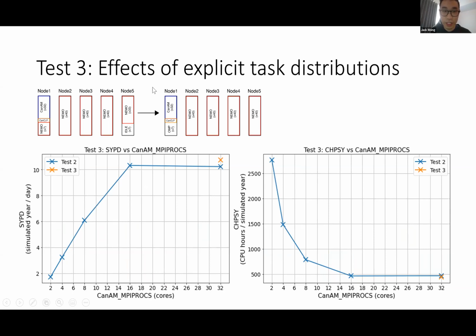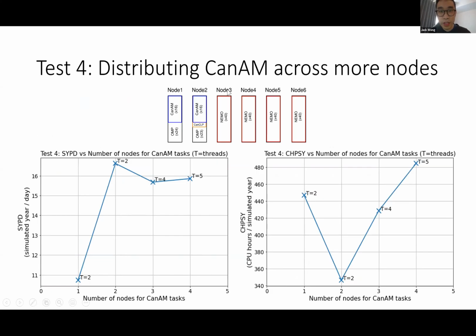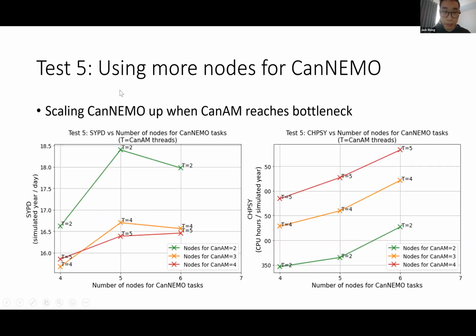After that, this shows the effect of doing this explicit task distribution. This orange point is after implementing the new change. For this point, if I just distribute this idle CPU to here, then there's some increase in performance. And after that, I tried a more CAN AM node. And with 2 CAN AM nodes, the performance increased dramatically from here to here. After that, I also tried to increase more nodes when CAN AM reached a bottleneck. Previously we had 4 nodes for CAN NeMo, and some work shows that by increasing it to 5, the performance increased.